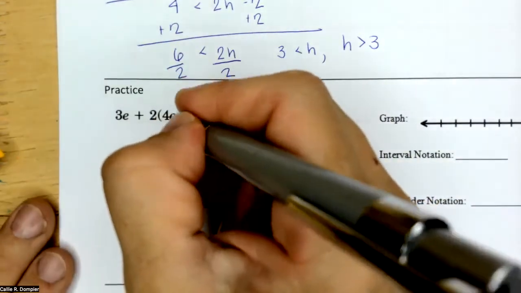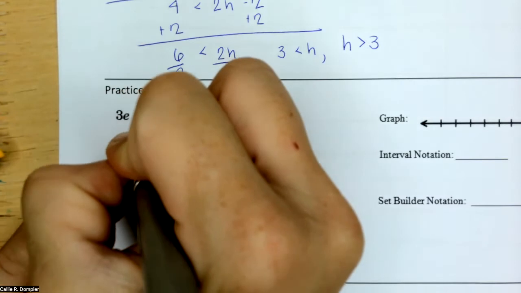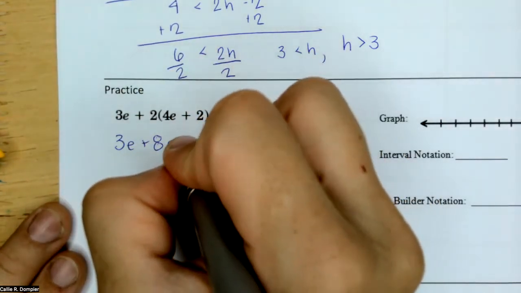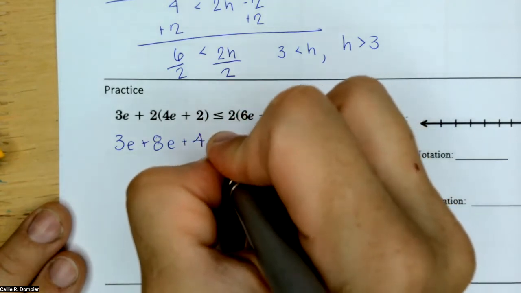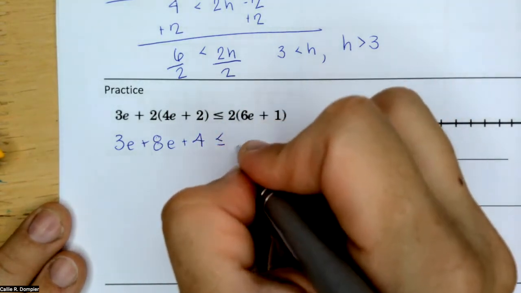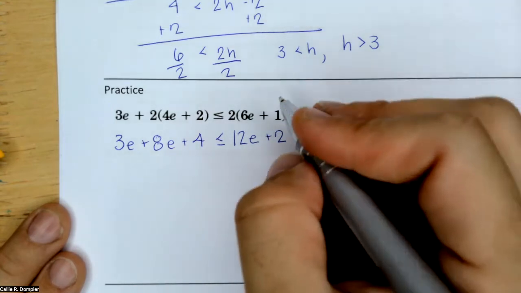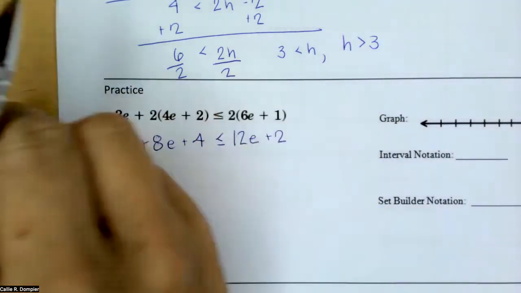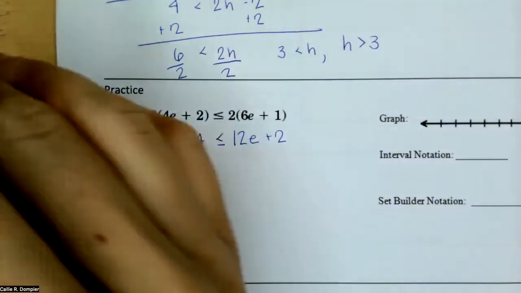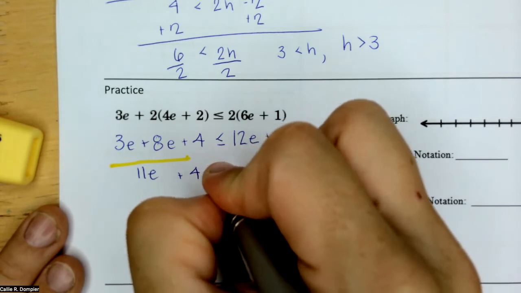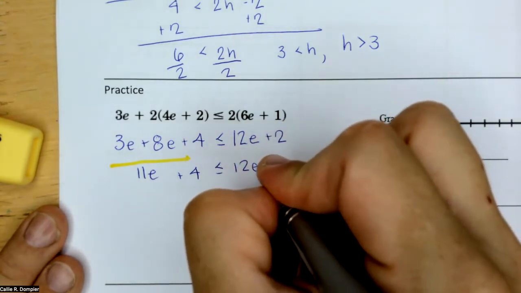Again, we're just distributing that 2. So we have 3e plus 2 times 4 is 8e plus 2 times 2 is 4. Less than or equal to 2 times 6 is 12e plus 2. I will combine these two like terms. I have 11e plus 4 less than or equal to 12e plus 2.